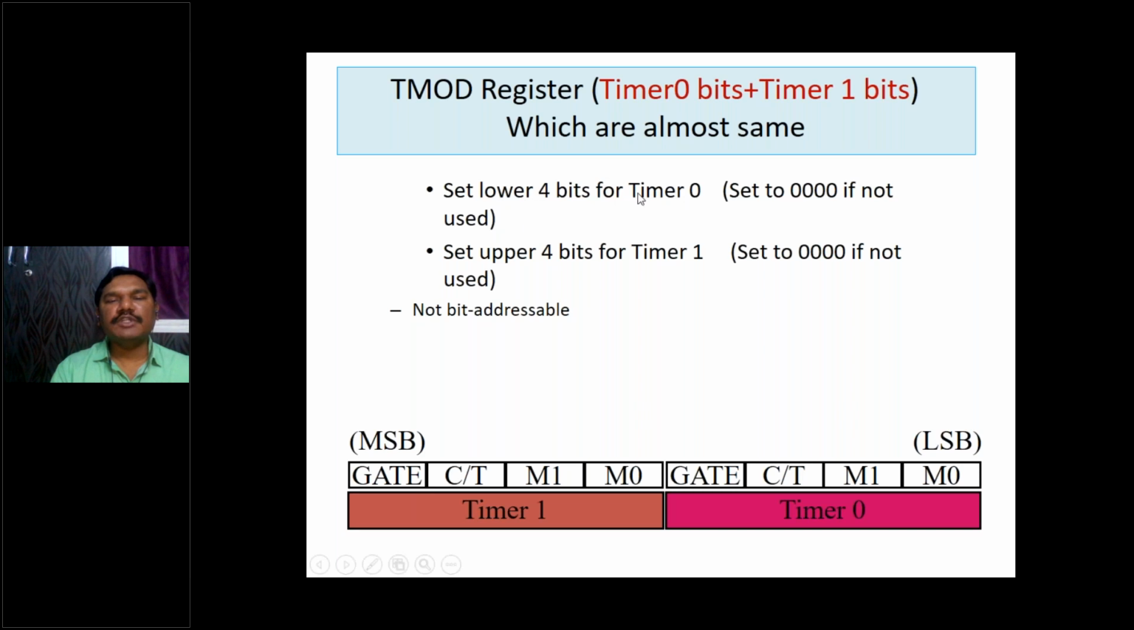So set the lower 4 bits for timer 0 and set the upper 4 bits for timer 1. These are called the upper 4 bits. Initially these 4 bits are 000. According to our use, these bits will be set and reset. That is what we call programming timers. In the syllabus we have seen that programming timers and counters use interrupts, and setting and resetting of these bits is called programming the timers.